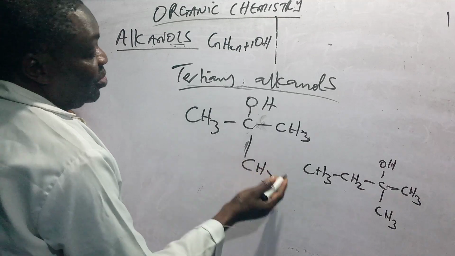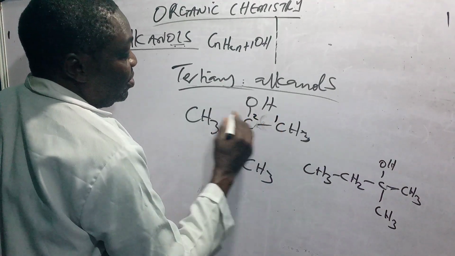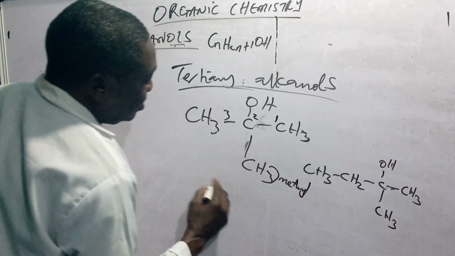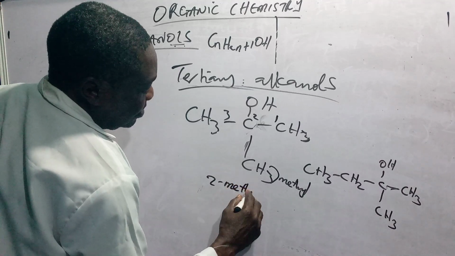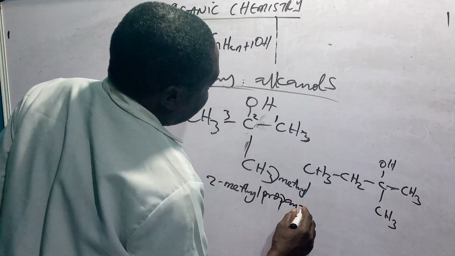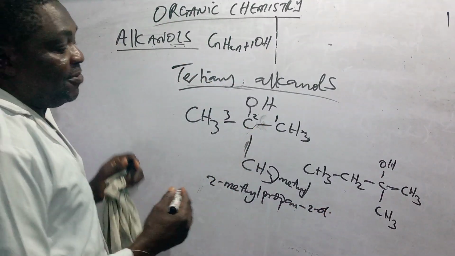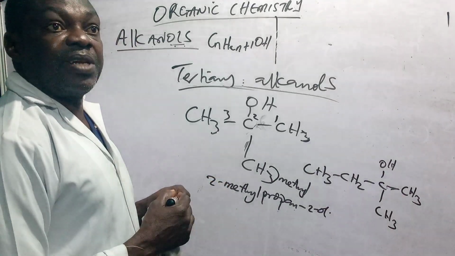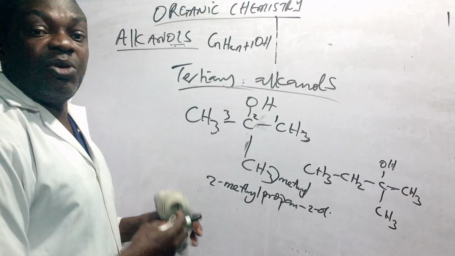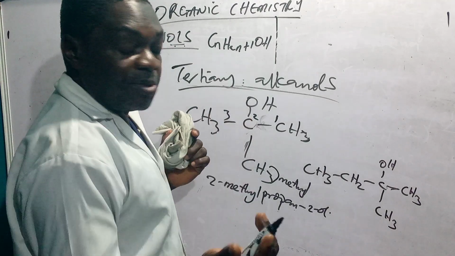Look at them again. If you want to name them, start counting. You can count from either side, whichever you like. Let's start from this side: 1, 2, 3. So this is a methyl group. 2-methylpropan-2-ol. You see, this is the IUPAC name, the specific name for it. In one of the classes we are going to have next, we'll do chemical nomenclature, the naming of organic compounds. That will make everything very easy for you. Please don't forget to watch it. That's why you have to subscribe.